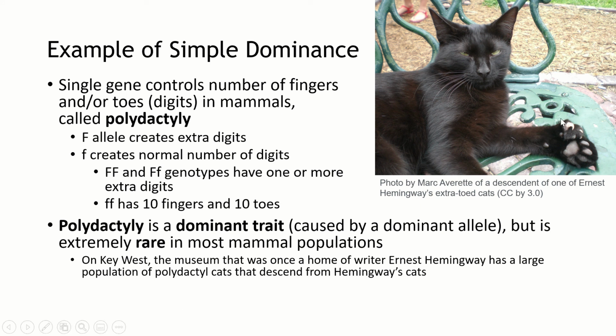And I do want to mention that this cat is part of a population on the island of Key West, where Ernest Hemingway once lived, and his former home is now a museum. And Hemingway had some six-toed cats, and those six-toed cats have continued to breed and live at this museum, and so the museum now has this big population of polydactyly cats, which this one looks like it wants to murder us, but it's probably just half asleep because, you know, cats.